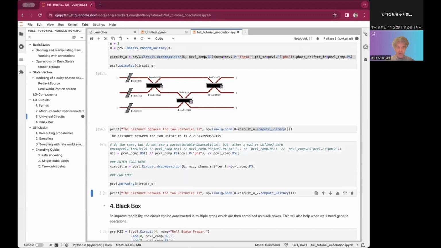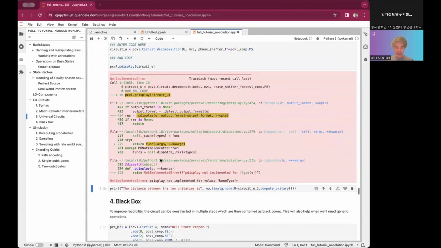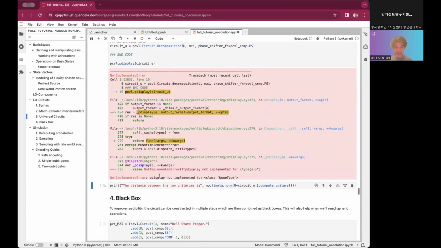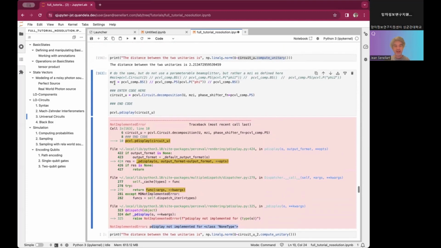And there is an error here. Okay. It didn't work. So the display says that circuit U is none. That means that it didn't find the decomposition. And the reason it didn't find the decomposition is very simple: there is one parameter missing.